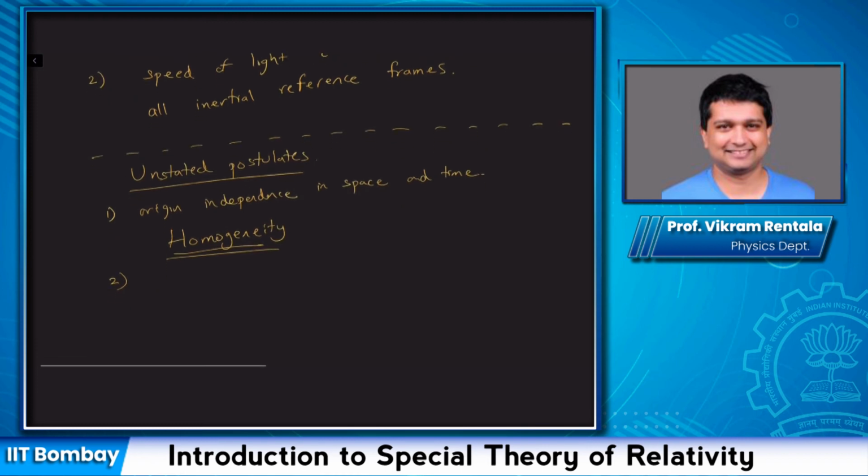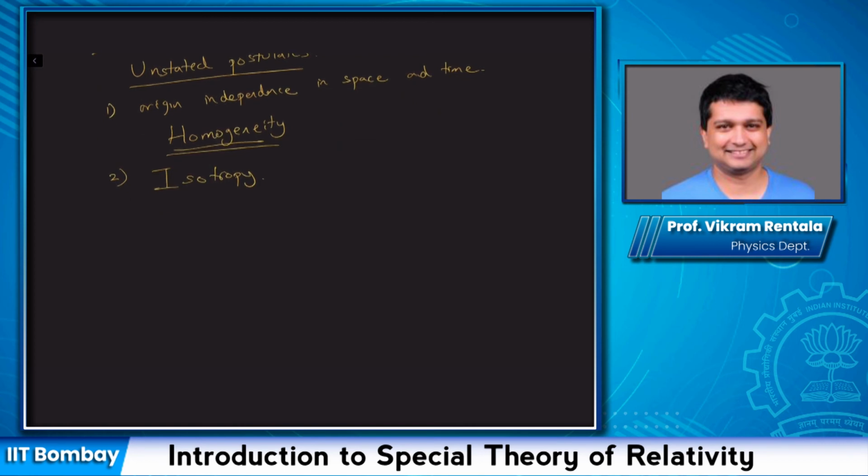And the second unstated postulate is to assume isotropy, which means if I rotate my coordinate axis in trying to describe my system, again, I should see no change in the character of the physical law. Okay? That is, my physical law doesn't care about which direction I refer to as the x-axis, the y-axis, and the z-axis. Even if I rotate these axes so that perhaps the x-axis is pointing here, the y-axis is still pointing this way into the paper, and the z-axis is pointing this way.